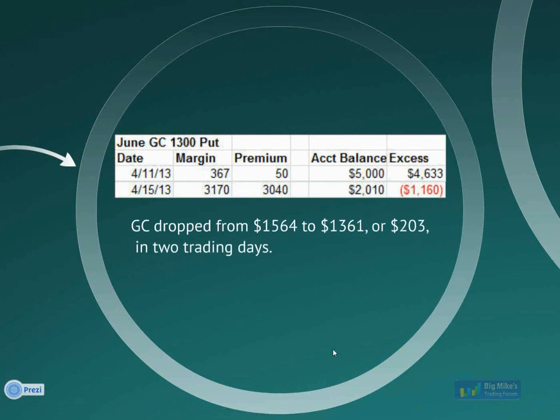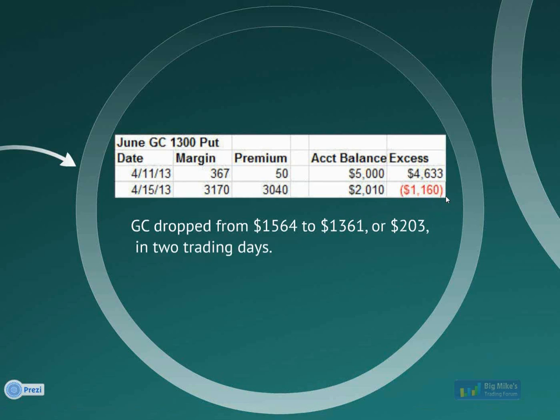The margin on that put went from 367 to 3,170. The premium went from $50 to $3,040. So the premium went up $2,090. You take the $2,090 from the 5,000, that leaves your balance at 2,010. And then you compare that to the margin required of 3,170, and your excess is negative 1,160. You are on margin call.